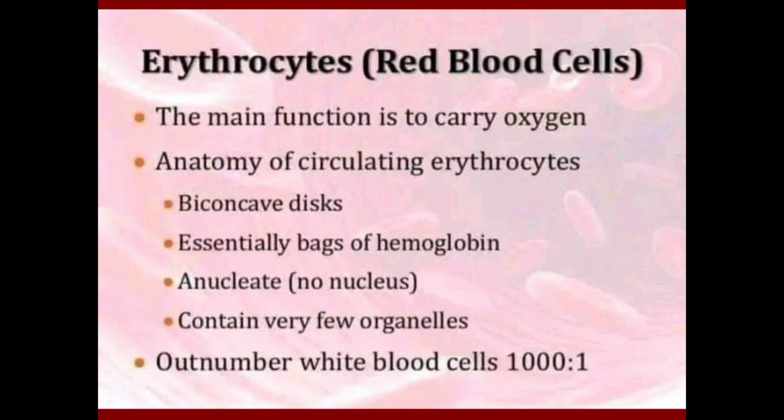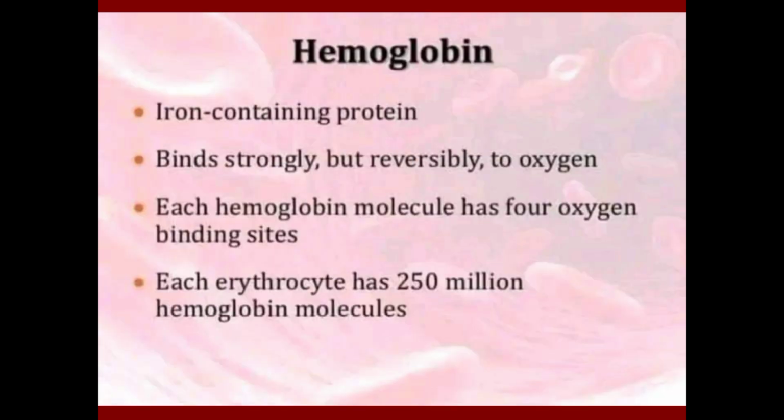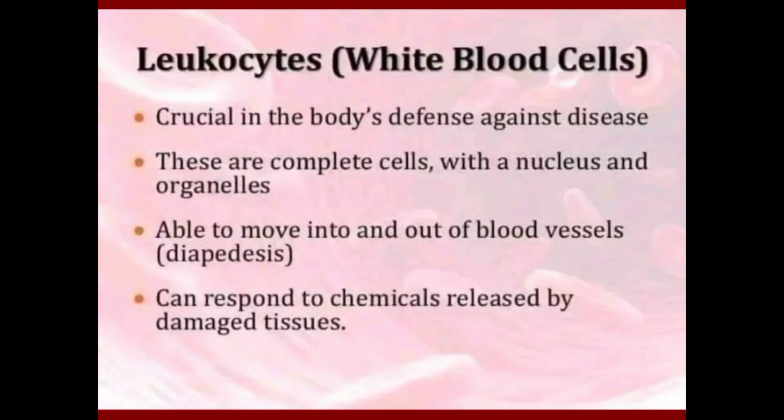Next is the anatomy of RBCs. They are biconcave discs, essentially a bag of hemoglobin, anucleate, meaning non-nucleus, and contain very few organelles. They outnumber white blood cells by about 1,000:1. What is hemoglobin? Hemoglobin is an iron-containing protein. It binds strongly but reversibly to oxygen. Each hemoglobin molecule has 4 oxygen binding sites, and each erythrocyte has 250 million hemoglobin molecules.